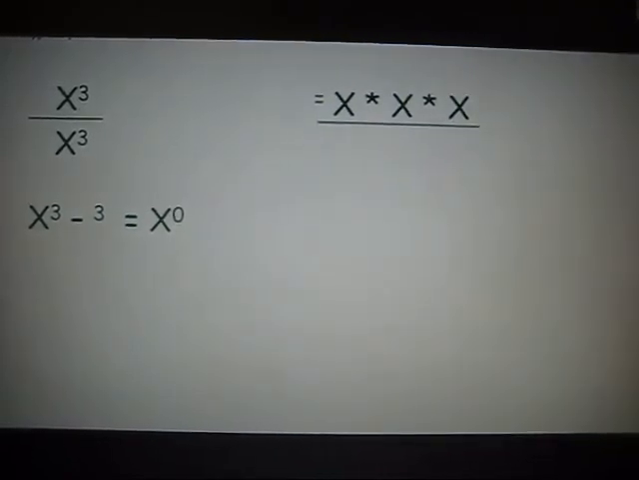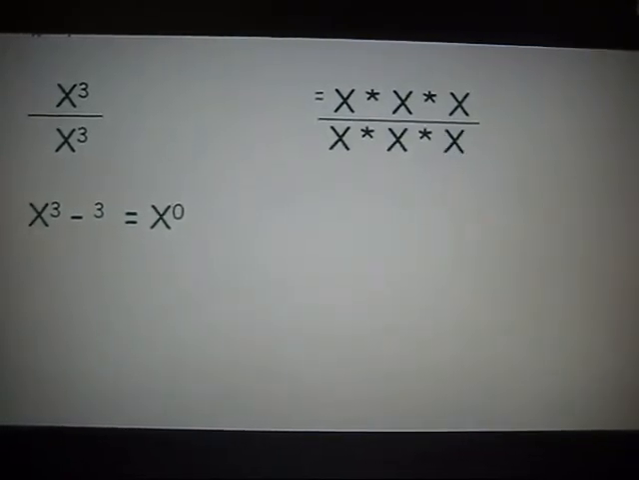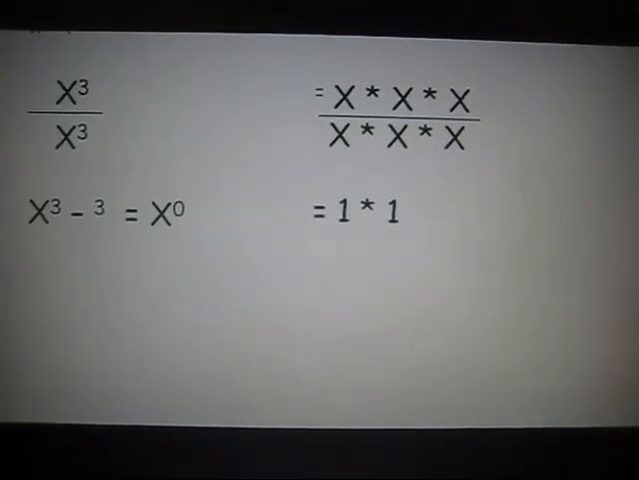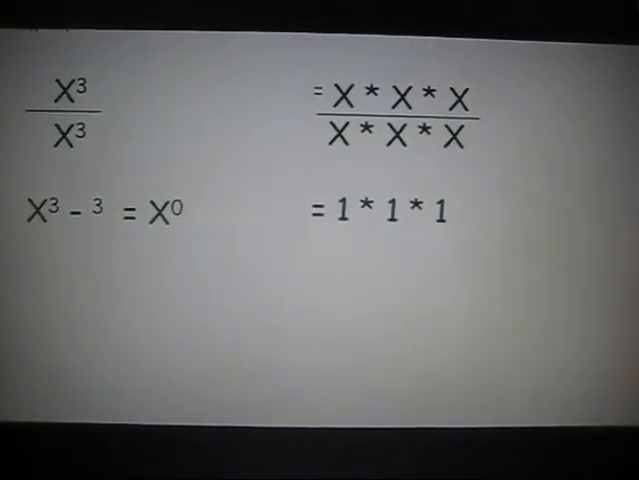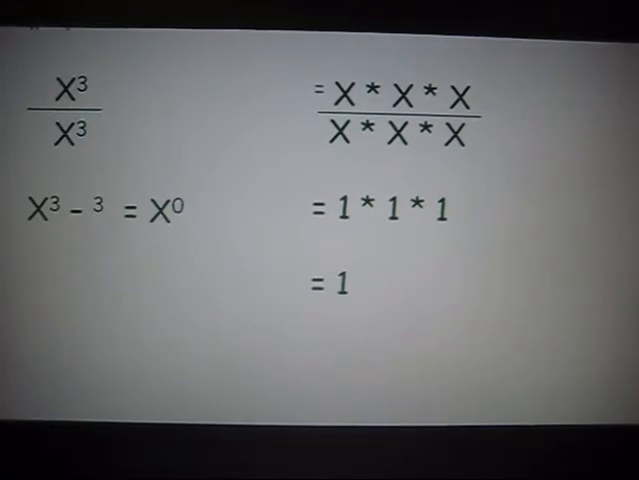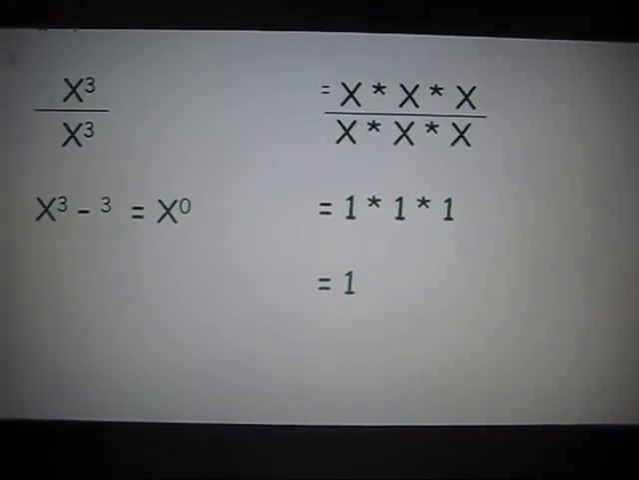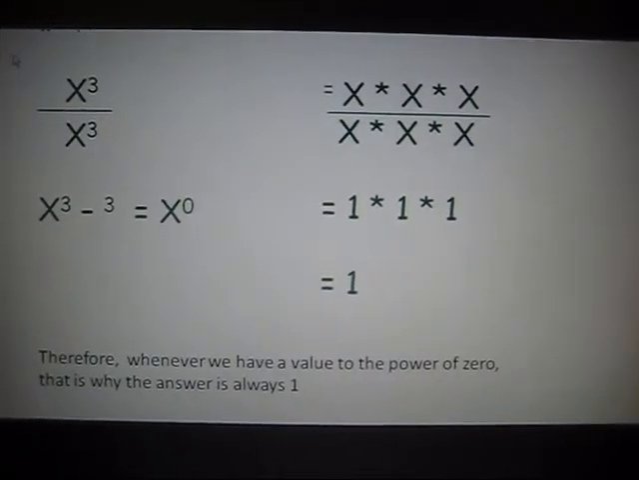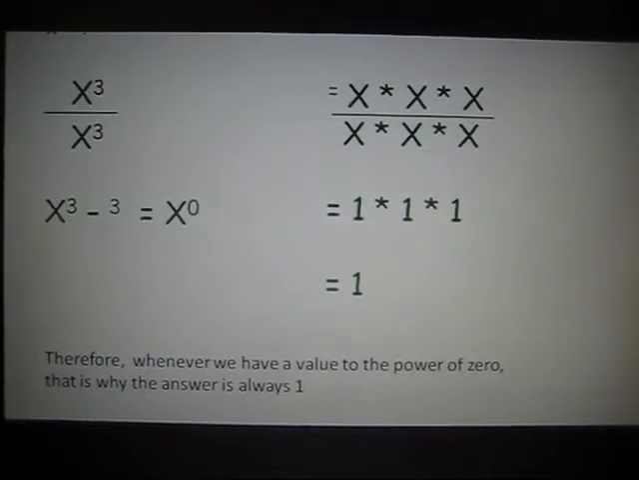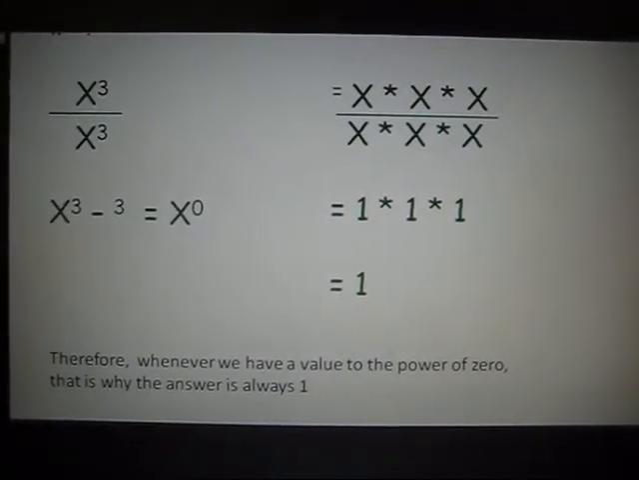So that becomes x to the power of 3 minus 3. So, 3 minus 3 gives you 0, which will give you x to the power of 0. But what does this all mean? Well, we have here x times x times x divided by x times x times x, which when crossing out gives us 1 times 1 times 1, which, as you know, equals 1. Therefore, whenever we have a value to the power of 0, that is why the answer is always 1.